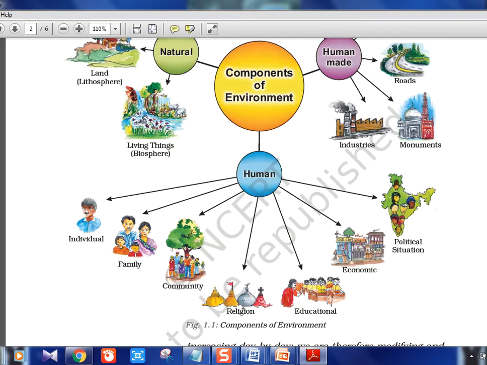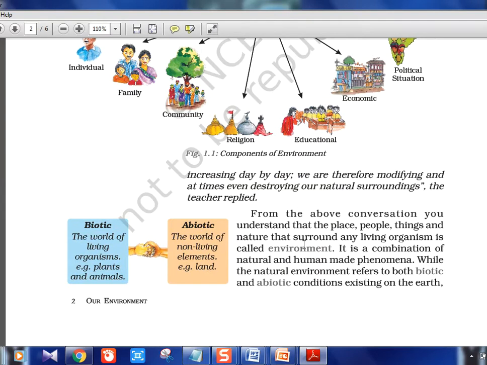Then religion comes into the picture. Education is like his second home. Then the economic sector where he is contributing to the sectors of economy. Political situation. So human interacting with the environment personally is called human geography. Human made is different, natural is different. These are the components of environment. You can even make this kind of picture in your mains answers here and there if any basic thing about environment or human interaction with environment is asked.